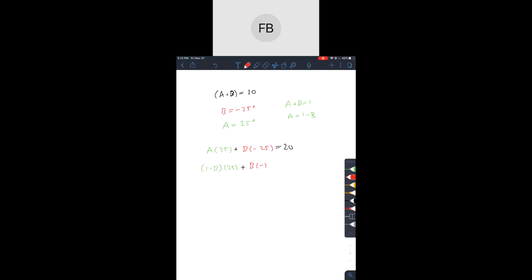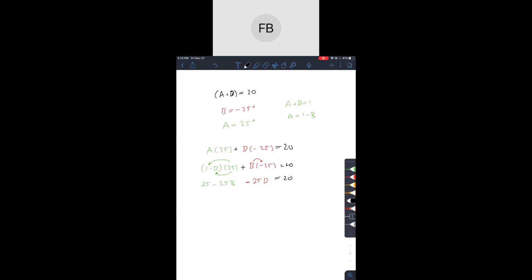And then substituting this across, the 25 gets multiplied by the 1. So that's 1 times 25, which is just 25. And then the 25 also gets multiplied by that negative b, so that becomes negative 25b. Those just get multiplied by each other, so that will give you a negative, right? A negative 25b. So I'm just going to take out this plus sign and write minus 25b equals 20.